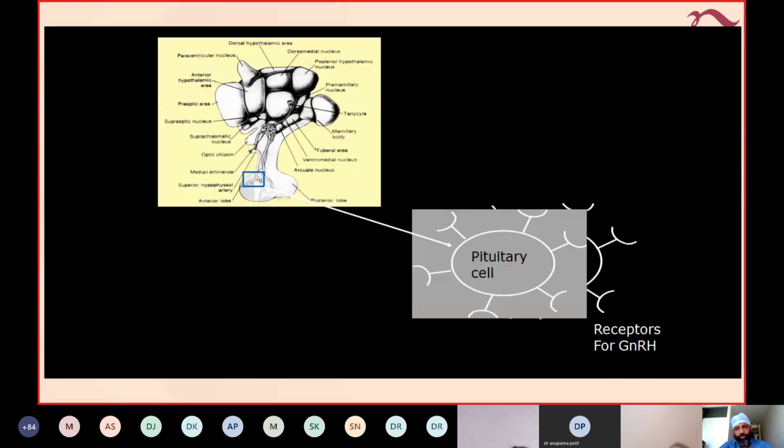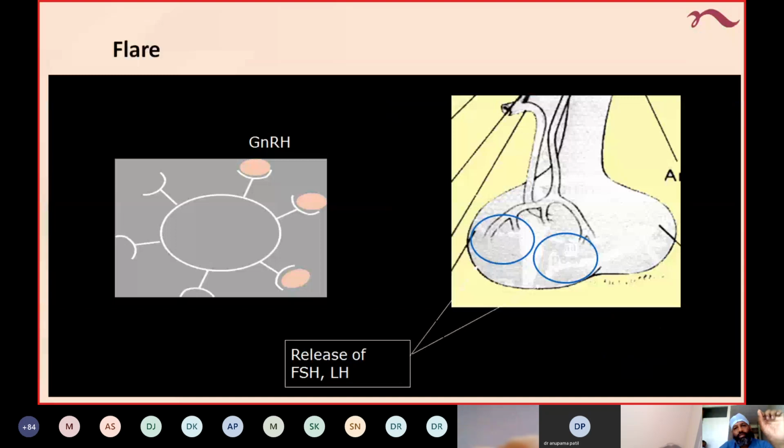So these are a few pictures. Your pituitary has gonadotropin receptors. The GnRH agonist will come and sit on the pituitary receptors, and then that will help them to release FSH and LH. Initially, if released in a small quantity, that causes a flare. Flare in the sense of a sudden spurt of FSH and LH, and it helps to release a good amount of FSH and growth of the follicle.